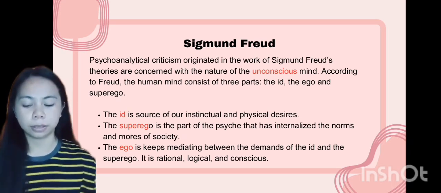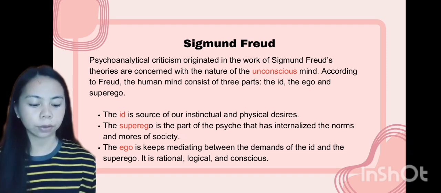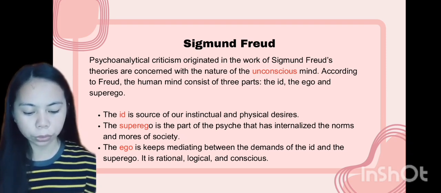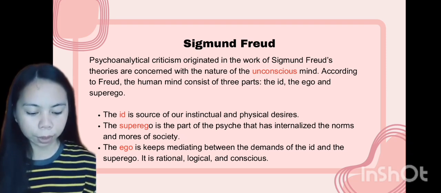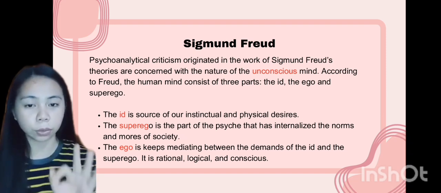Psychoanalytic criticism originated in the works of Sigmund Freud. Theories are concerned with the nature of the unconscious mind. According to Freud, the human mind consists of three parts: the id, the ego, and the superego.